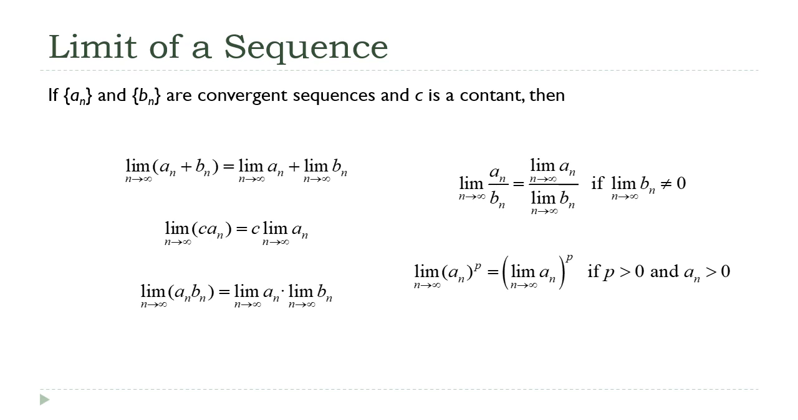For example, the limit of a sum is equal to the sum of the individual limits. This one says we can take a constant and pull that out in front of the limit. The limit of a product is the product of the limits. The limit of a quotient is the quotient of the limits, but we do have, as I said, a caveat here that the denominator can't be zero. And finally, the limit of a sequence to a power is equal to the limit of the sequence raised to that power.